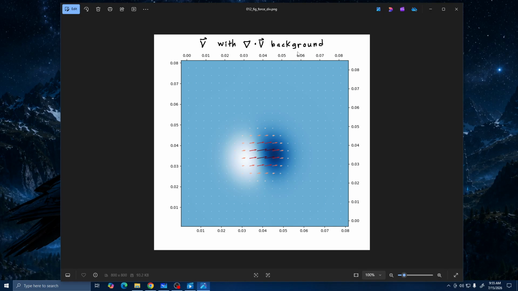The reason for that is this is coming entirely from the new V, the new attempt at change in velocity, because the divergence of V has this non-zero divergence, where it's increasing here, decreasing there.